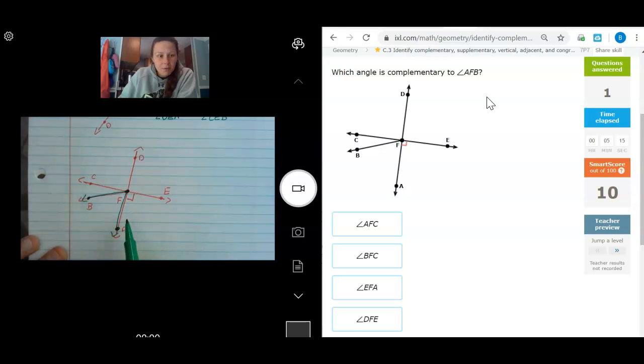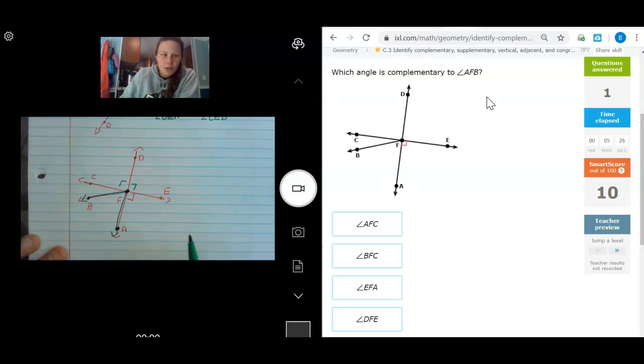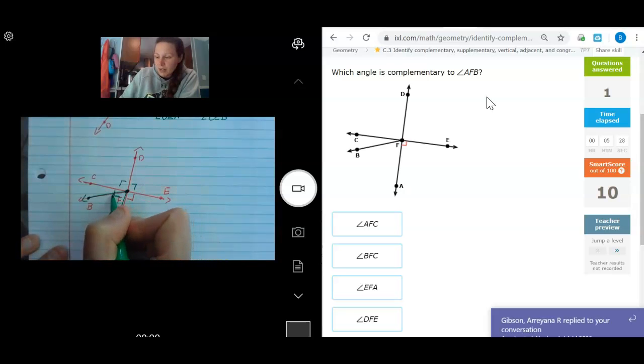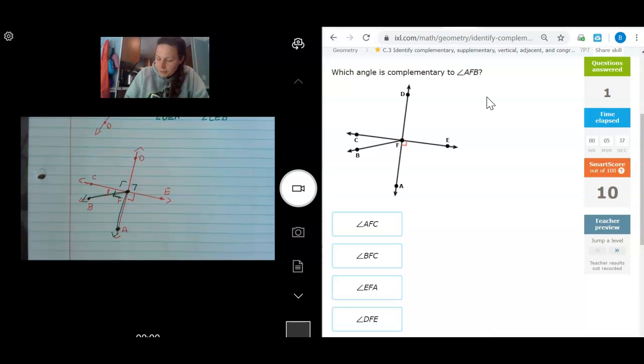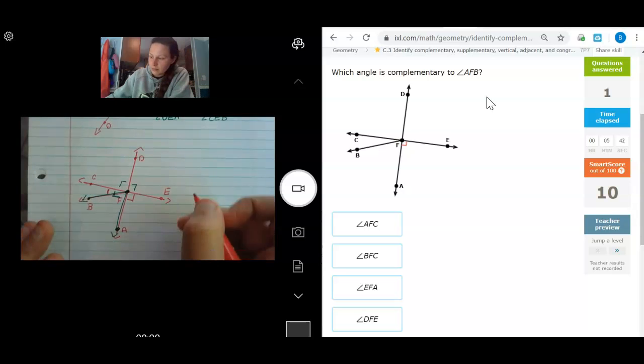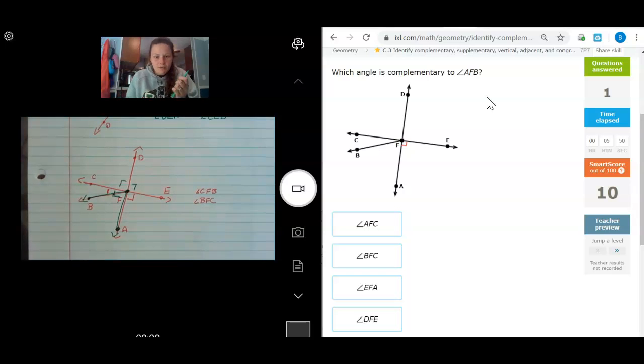So we've got two sets of perpendicular lines, four right angles. So this is a right angle, which means this is a right angle, which means this is a right angle, which means that these two have to add to be a right angle. So we are looking for the other angle here, which is going to be this angle. So this angle would be CFB, which could also be written as BFC. So we are looking for whichever one of those answers is there, and there is BFC.